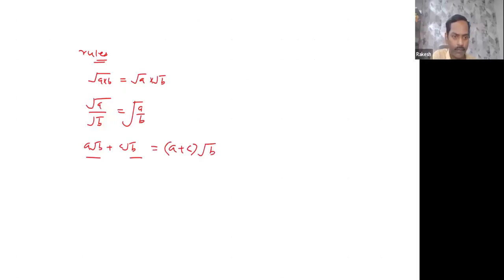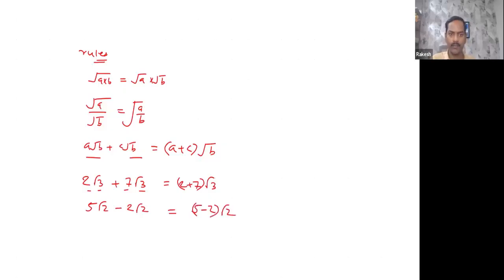For example, if I have 2 root of 3 and I want to add it with 7 root of 3, then we can see that root of 3 is common. So that can be taken separately, and 2 and 7 will be added. So it will be 2 plus 7 root of 3. Similarly, 5 root of 2 minus 2 root of 2. Again, root of 2 is the same, so we can write it as 5 minus 2 root of 2. Whether it is plus sign or minus sign doesn't matter. This will work this way. But if 5 root of 3 is given and we are adding it with, say, 4 root of 5, then we can't add.